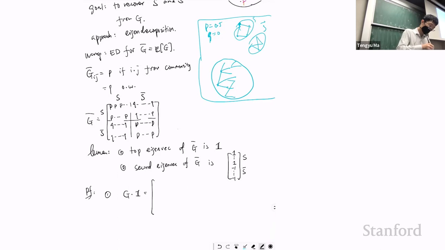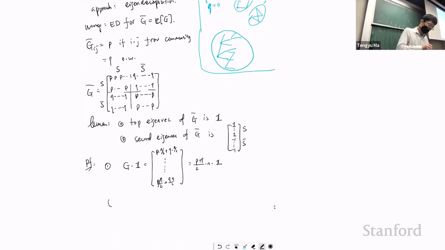The sum of the first row is P times n over 2 plus Q times n over 2, because there are n over 2 entries with value P and n over 2 entries with value Q. And every row has the same thing. So simplifying, this equals (P plus Q) over 2 times n times the all-one vector. And you can see that 1 is the top eigenvector.